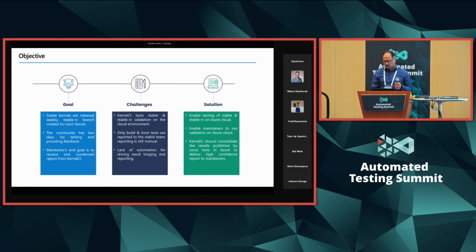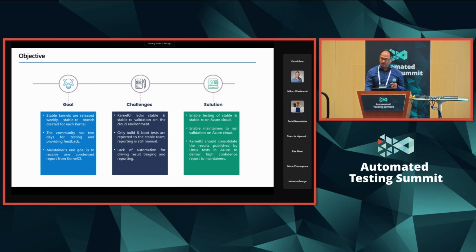The challenge is that in KernelCI today, we lack validation of stable and stable RC on the cloud environment. Only the build and boot test results are being reported to the stable team, and that too is a manual process right now. And there is a lack of automation for driving the result failure triaging and the reporting.